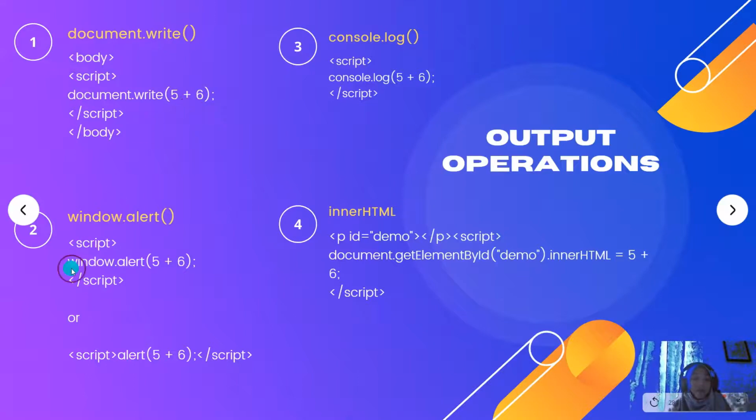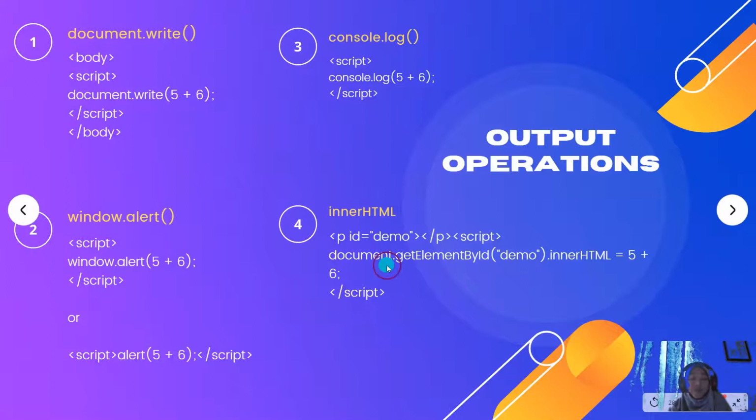Then we have window.alert or alert. You can have window.alert or alert, something like this. Then you have console.log. So this is how you use them. Basically, number 1 and number 4 are the common output operations that we use.